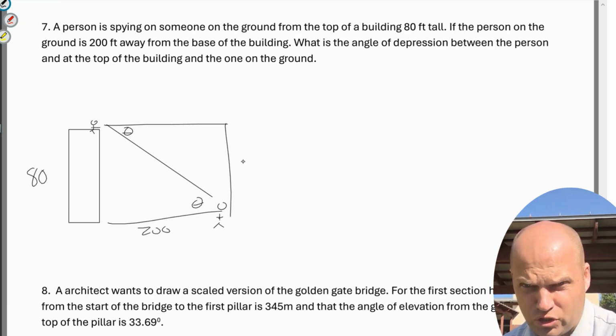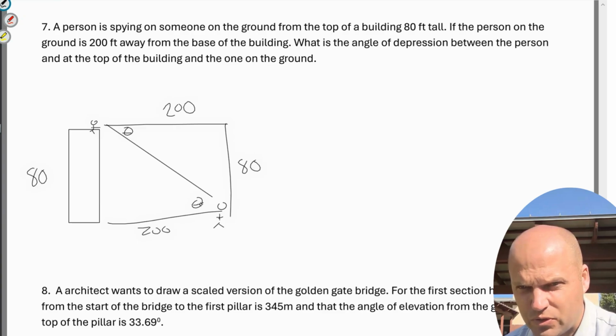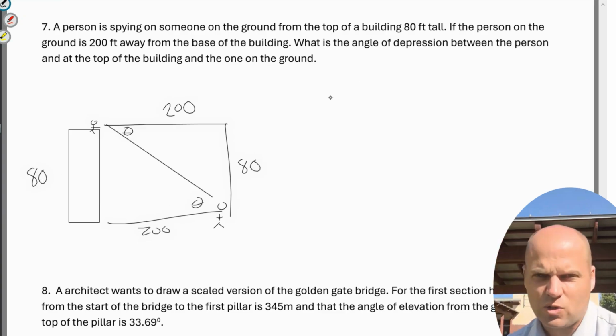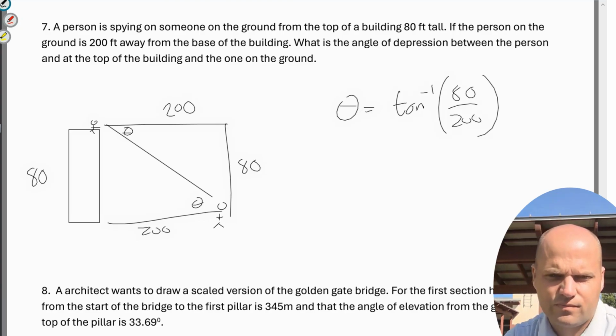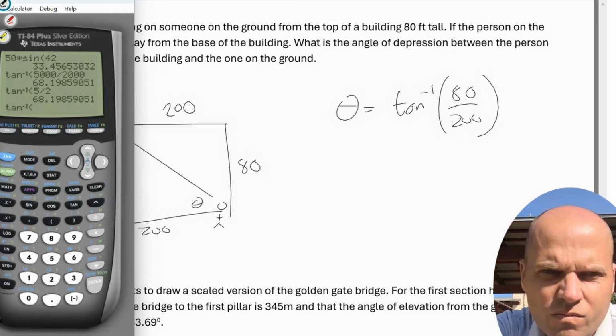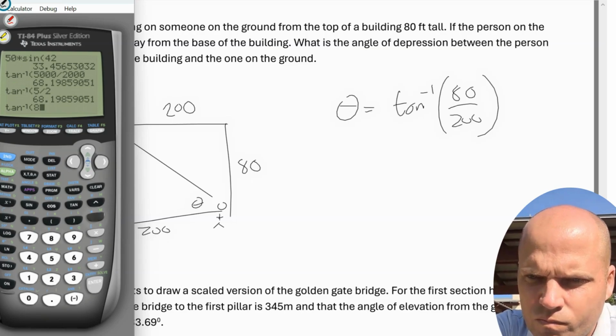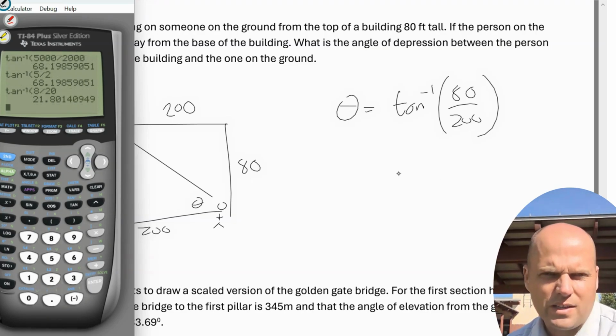You can either use this triangle and know that this would be 80 and this would be 200, or you would use this triangle, just knowing that you would be using this angle with 80 and 200. Regardless, the angle would be the tan inverse of 80 over 200, the opposite over the adjacent. That's 21.8 degrees.